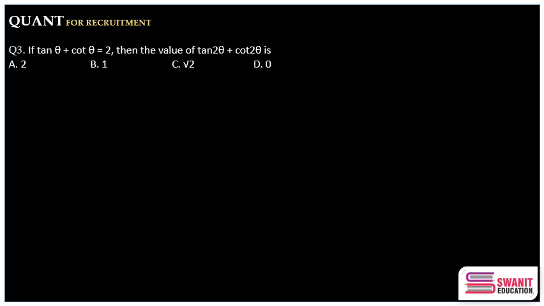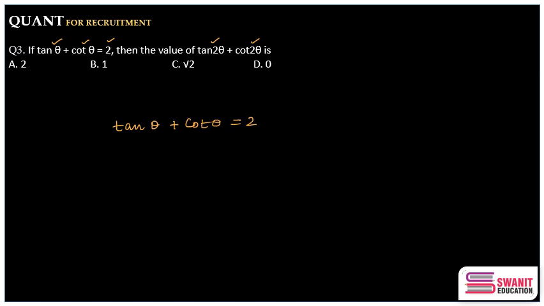Now here comes something from trigonometry. If tan theta plus cot theta is equal to 2, what is the value of tan square theta plus cot square theta? Now please understand, though it looks like a question of trigonometry, it is not. How come? Let's see the first equation. So my equation over here is tan theta plus cot theta is equal to 2.